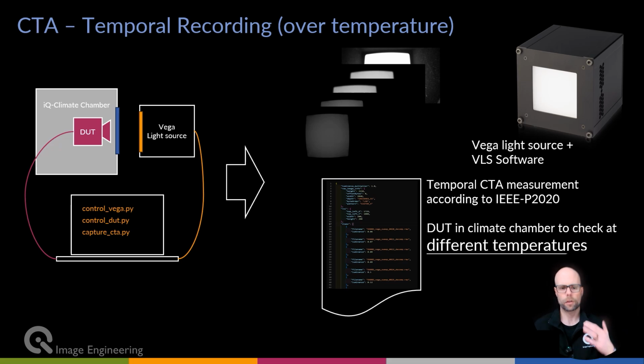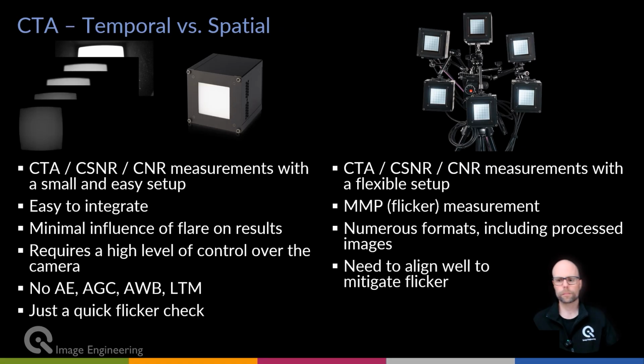So this is then the temporal, or time domain, recording. Here, the nice thing is that this is also something you can easily bring into a climate chamber. If you take our IQ climate chamber, put the Vega outside of the window and the camera inside, then you can perform all the measurements that we've just seen over temperature. So, what are the differences and pros and cons?